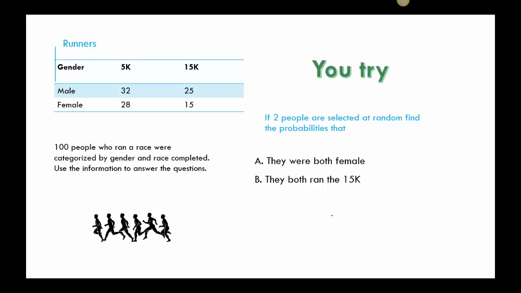A, they were both female. B, they both ran the 5K. C, at least one was a male. There's that at least again. And then D, both were male. Okay, so try this. Again, pause, come back. Really important that you do these you-tries. You're not going to know if you're getting it until you do it on your own. It always looks better when someone just reads it to you, or hopefully it does, but you really find out if you know it when you try it on your own.